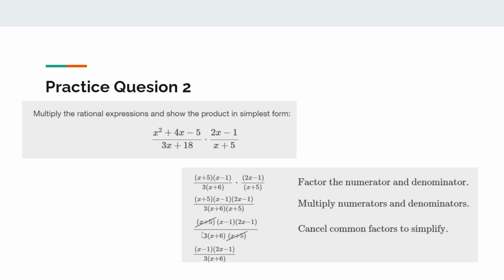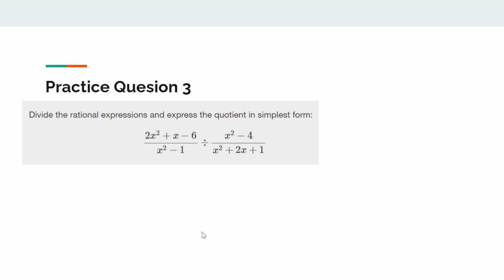Okay, so for the next question, divide the rational expressions and express the quotient in its simplest form. So this is basically the same as the last one, but instead of multiplication, it tells you to do division. So yeah, I'll give you guys again 1 minute to work on this, starting from now.